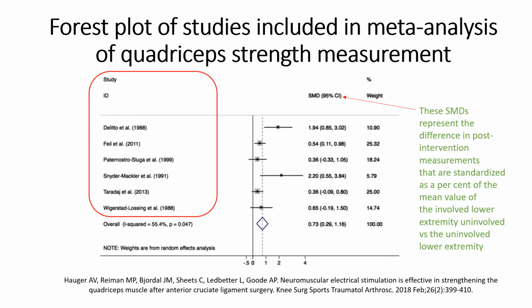Well, we really can't do that in this particular case, because in order to get those pre-test strength measures, you'd either be dealing with the individual following the ACL tear, or we would be doing it right after surgery, which wouldn't be a valid measure. And so these standardized mean differences really relate to the difference in post-intervention measurements that are standardized as a percent of the mean value of the strength of the involved lower extremity compared to the uninvolved lower extremity. So we're coming up with a percent. Again, these are only post-test measures, but we can compare the intervention group who got the stim to the group who didn't get the stim just by looking at what percent of strength has been regained in the involved side compared to the non-involved side.